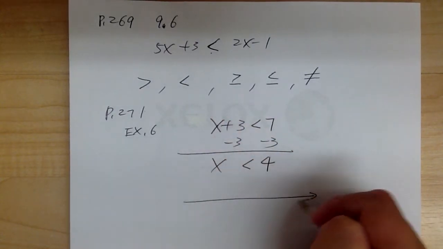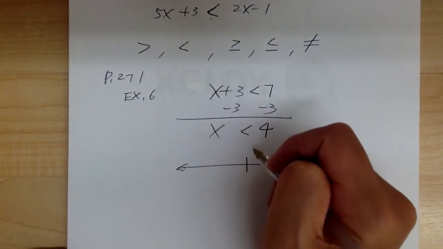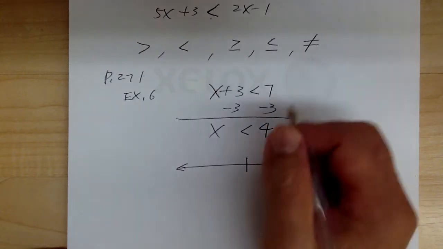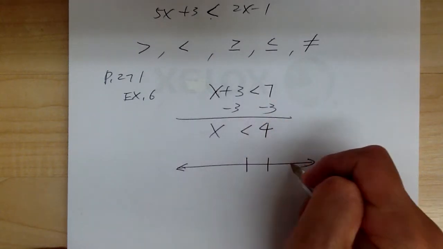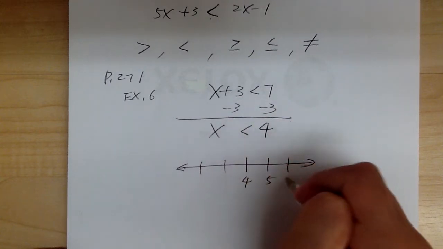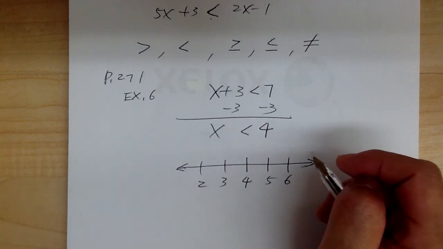So when you're doing the graphing, it's always a good idea to start with the number you have, and maybe get 2 numbers on either side. So this is a 4, so I'm going to put 4 over here, 5, 6, 3, 2. So you don't always have to start at 0. So this is your number line.